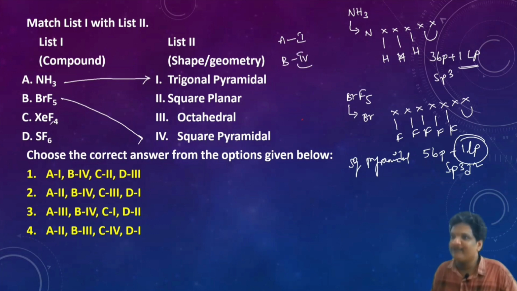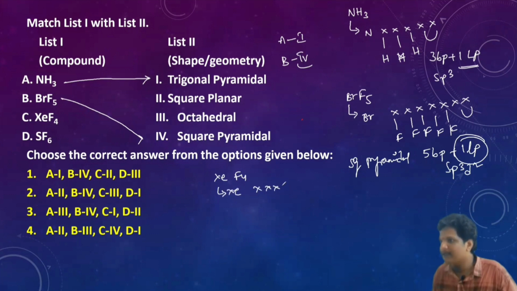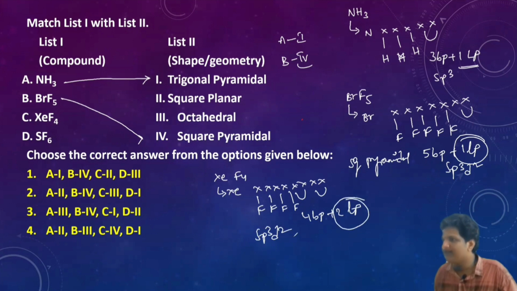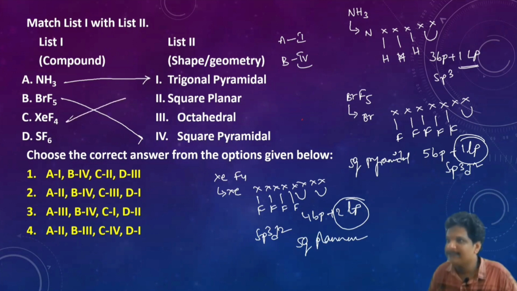Okay. XeF4, xenon tetrafluoride. So in this xenon, we have a total of 8 electrons. Out of 8 electrons, 4 electrons will be involved in bonding with fluorines. So we have 2 lone pairs. So 4 bond pairs plus 2 lone pairs. So it is also sp3d2 hybridization. Because of these 2 lone pairs, it will exist as square planar. So this C will be 2.